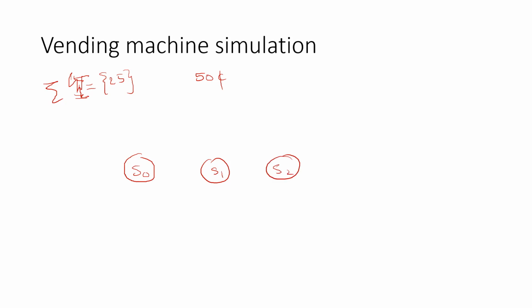So suppose you have a vending machine that accepts only inputs of 25 cents. So the input alphabet would be just the 25-cent coins. Let's assume that this vending machine gives a drink if you give 50 cents. And so we're going to design a machine like this. This machine will have three states, S0, S1, and S2. We call S2 the accept state, and we call S0 the start state.